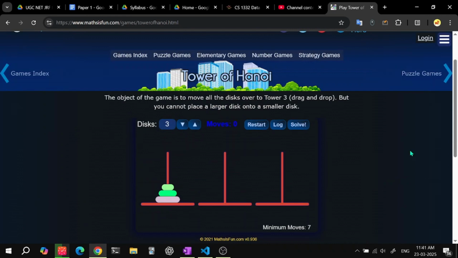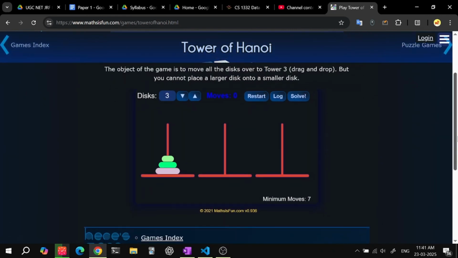We'll just see there is a website which will ask you to solve the Tower of Hanoi problem. Just move this one here, move this one here, and then I can't move it here now. Just move this one here. This was our third step. This is our fourth step. Just move this one here, move this one here, and then move this one here, right? So we have solved the problem.